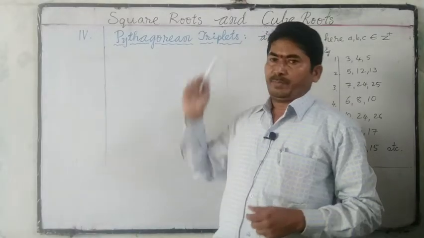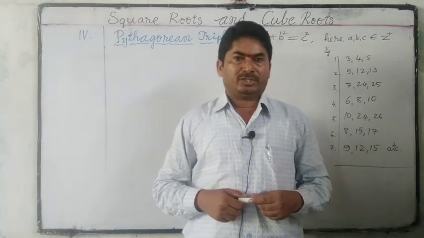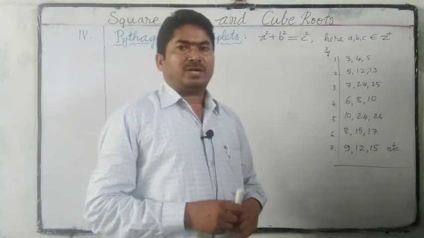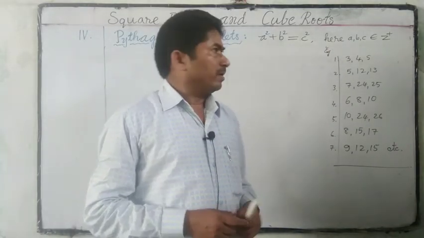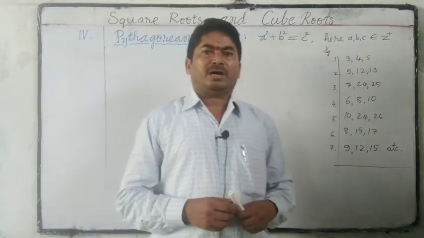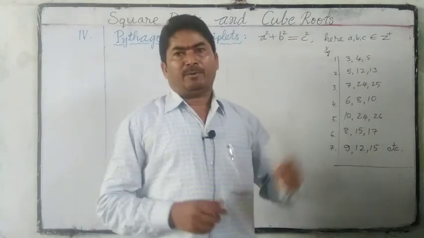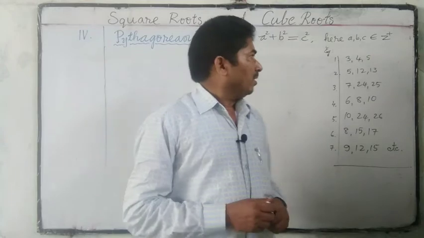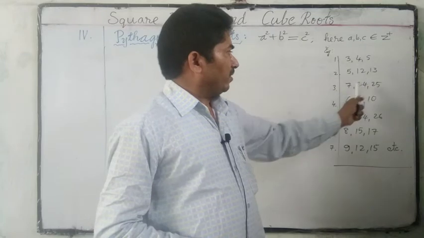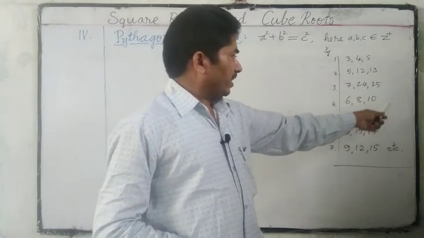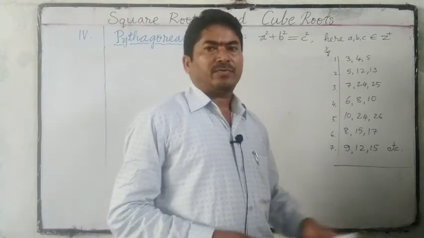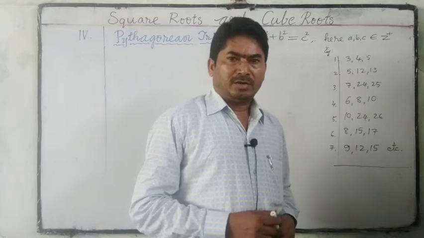Pythagorean triplets. What are Pythagorean triplets? If a, b, c are positive integers, and if a square plus b square is equal to c square, then a, b, c are said to be Pythagorean triplets. Examples: 3, 4, 5; 5, 12, 13; 7, 24, 25; 6, 8, 10; 10, 24, 26; 8, 15, 17; 9, 12, 15. These are Pythagorean triplets.